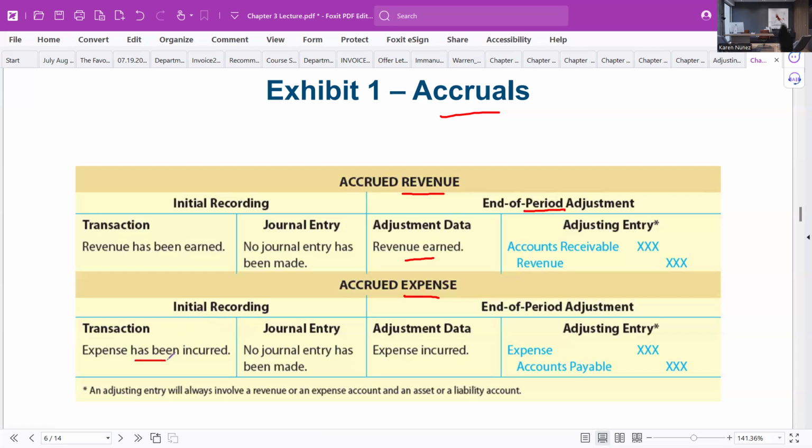We haven't recorded the expense yet. There's no journal entry. So to fix that, to bring the accounts up to date, we debit an expense and we credit a liability, like accounts payable. That's how we record adjusting entries for accrued items, the accruals. We are accruing revenue: debit a receivable, credit a revenue. We are accruing an expense: debit an expense, and credit the liability we call accounts payable.